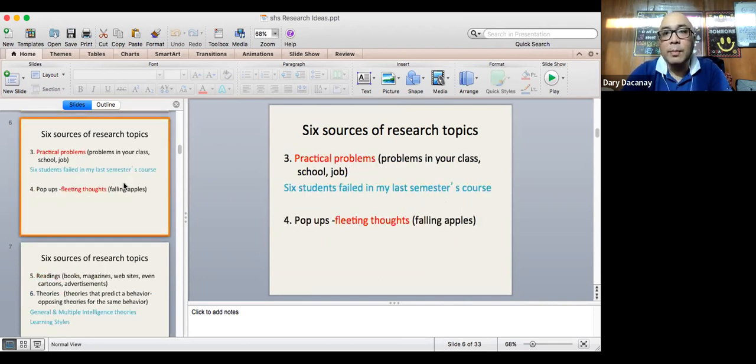Practical problems, problems in your class, in a school, in a job. Let's say 6 students failed in my last semester's course. Bakit kaya? Then pop-ups like fleeting thoughts, let's say, wala naman tayong apples here in the Philippines. Or kunyari, you've noticed that the mango trees in campus hindi pa namumunga. Well, in fact, many of the mango trees here in the Philippines, marami na silang bunga as of this time. So that could also be other sources of research topics.